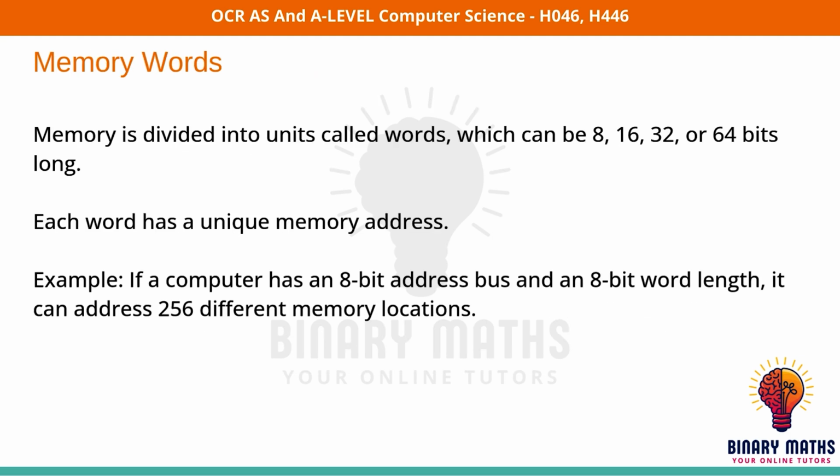Memory in a computer is divided into units called words, which can vary in length: 8, 16, 32, or 64 bits. Each word has a unique address in memory. For example, if a computer has an 8-bit address bus and an 8-bit word length, it can address 256 different memory locations. This means that each unique address points to a specific word in memory, allowing the CPU to access and manipulate data efficiently. The size of these words can affect the amount of data processed at one time. This influences overall performance.